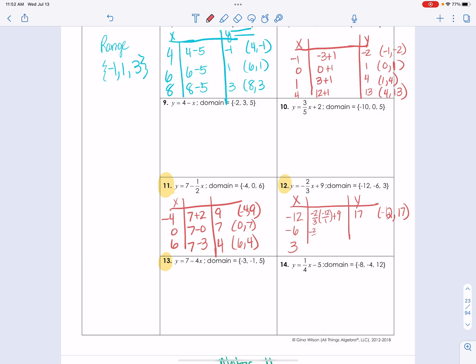And then I would do 2/3 times 6 over 1 plus 9. So that's negative 12/3, which is a negative 4 plus 9 is 5. And then if I put 3 in, negative 2/3 times 3 over 1, and that would be a negative 6/3, which is a negative 2, so it's 7. So I'd have 3, 7.